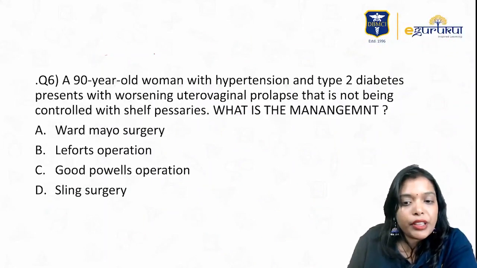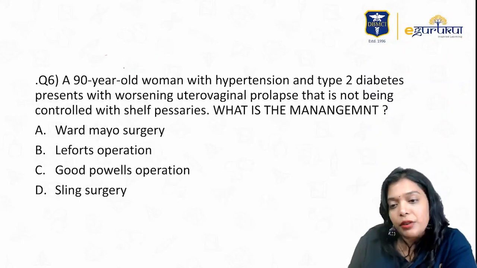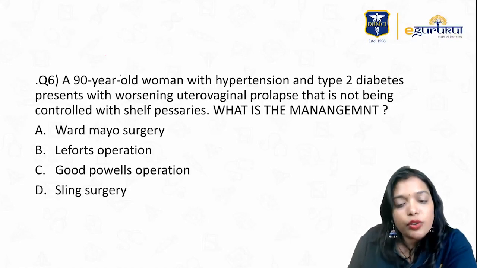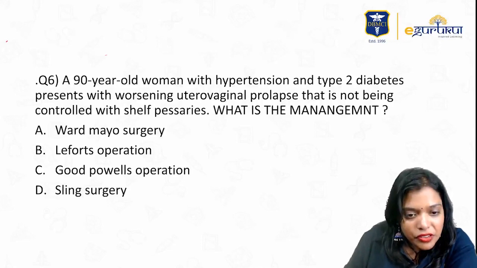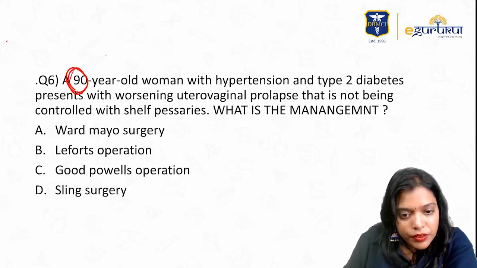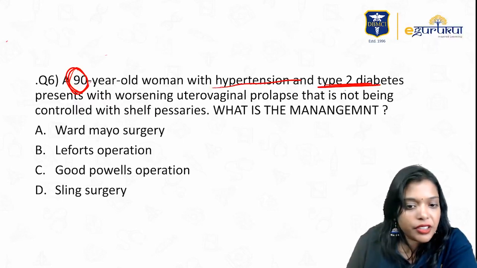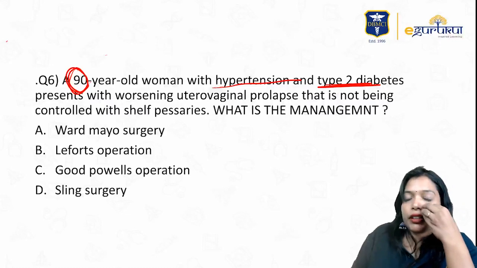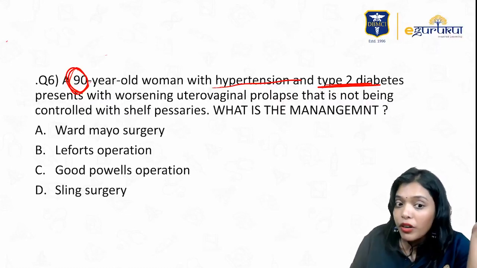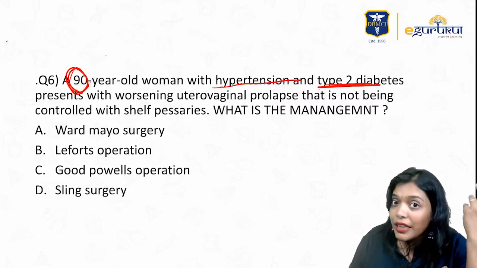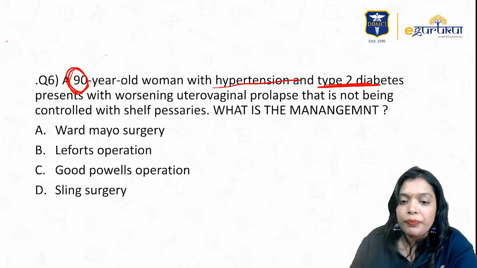A 90-year-old woman with hypertension and type 2 diabetes presents with worsening uterovaginal prolapse that is not being controlled with pessaries. What is the management? So here, extreme age group, definitely not fit for major surgeries. Ideally, when the family is complete, we go for vaginal hysterectomy. But here, she is of extremely old age, 90 years, and she has hypertension and type 2 diabetes. I would not like to go for some major surgery, right?